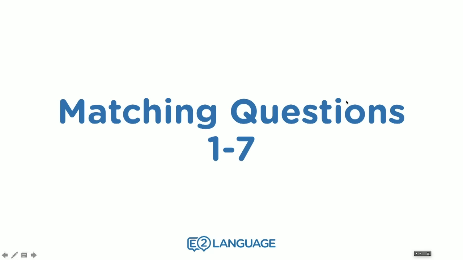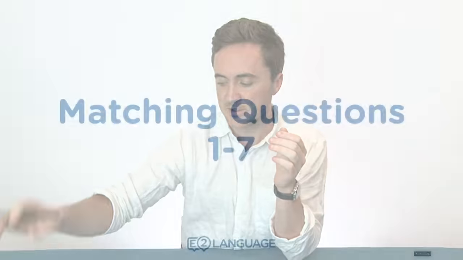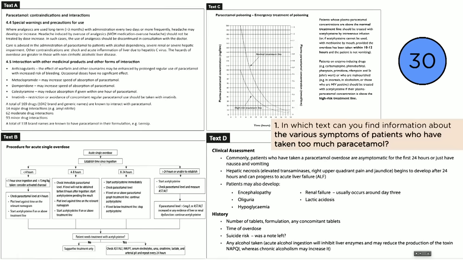Okay, here we go. We're going to do the matching questions now. Just before we begin, if you're on your phone watching this, you're going to struggle to see the text because I'm going to have all four texts on the screen. It's going to be tiny. You probably need to watch this on your laptop or computer, okay? So you might have to transition from your phone. Here we go.